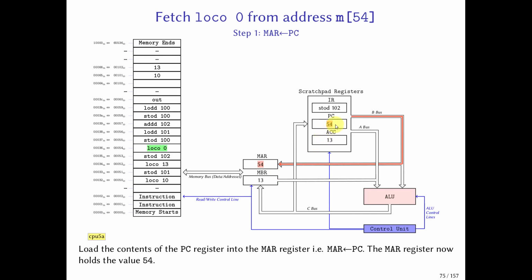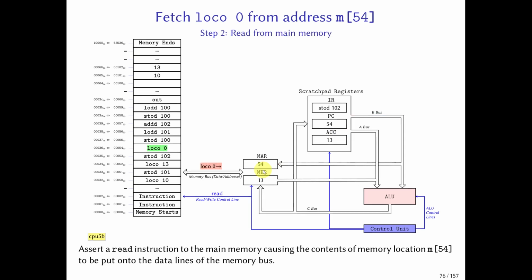So the 54 gets copied from the CPU to the memory address register like so. We then have the control unit of the CPU assert a read instruction to the circuitry of the main memory. The circuitry of the main memory reads the memory address register, reads the value that's contained therein, which is 54, and then the circuitry goes to cell 54 and gets the contents of cell 54 and causes the contents of that cell to be copied out over the memory bus so that it becomes an input to the CPU.